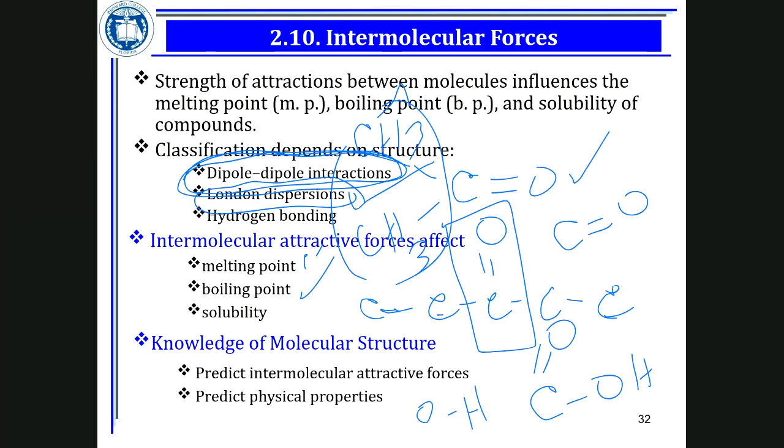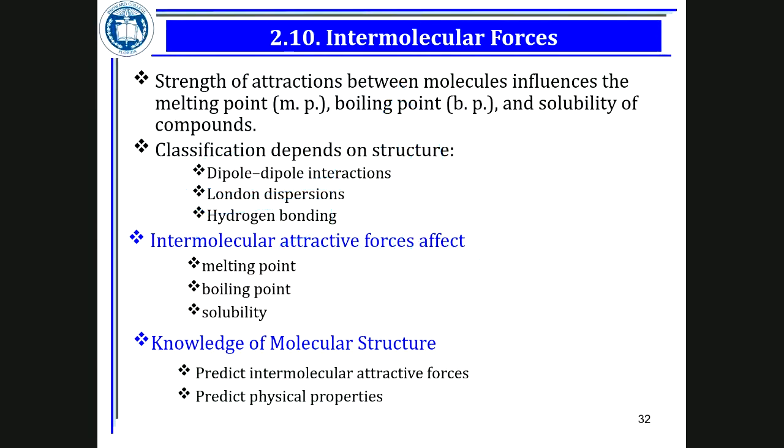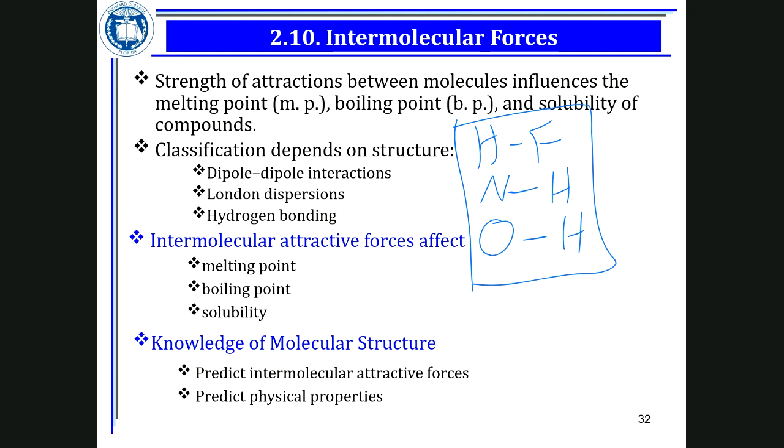Now, hydrogen bonding is for molecules that contain 3 specific bonds. If your compound contains an HF bond, NH bond, or OH bond, only these 3 bonds, if present in the molecule, so it's not just oxygen and hydrogen in the molecule, you must have an OH bond or NH bond or FH bond. This is going to give hydrogen bonding, H bonding.